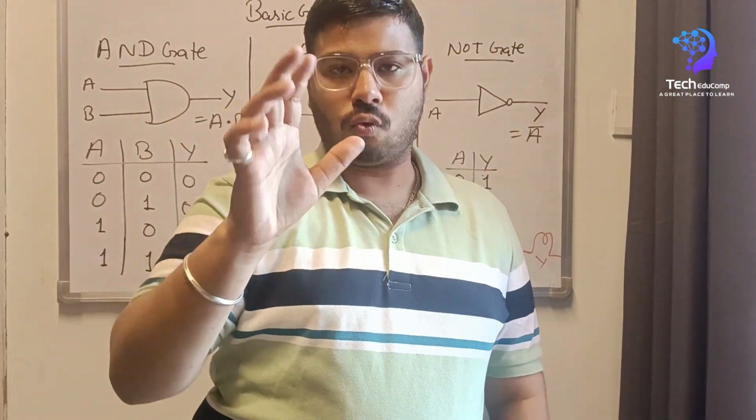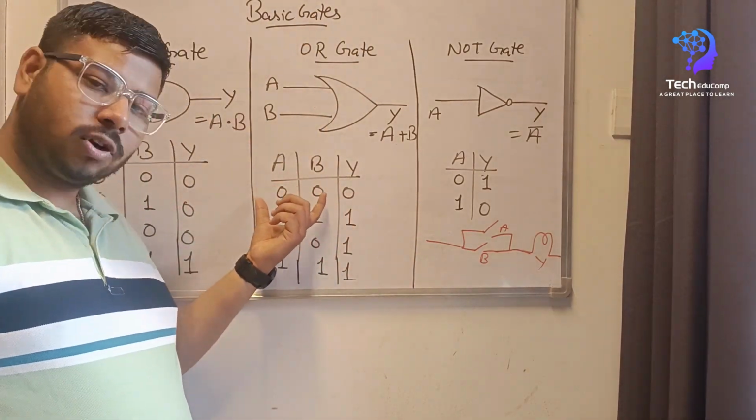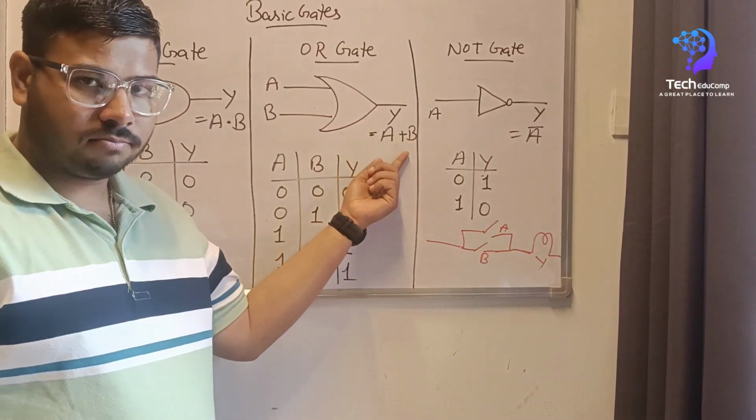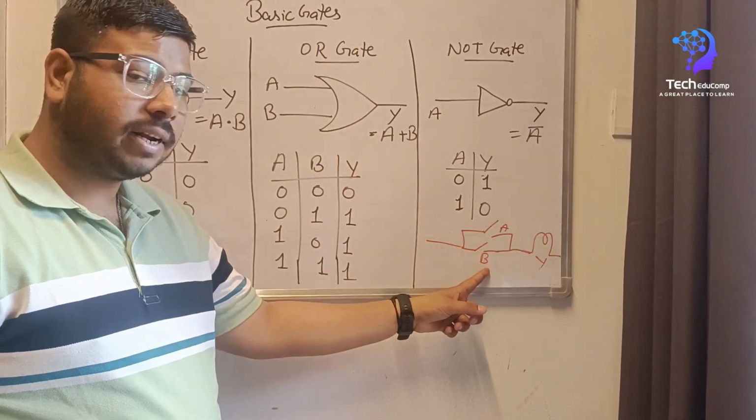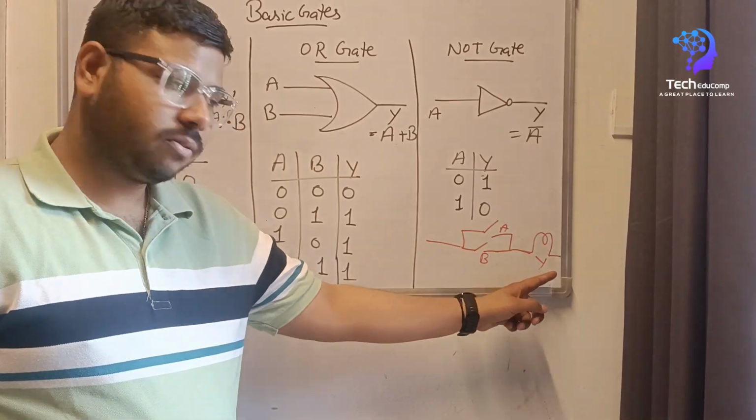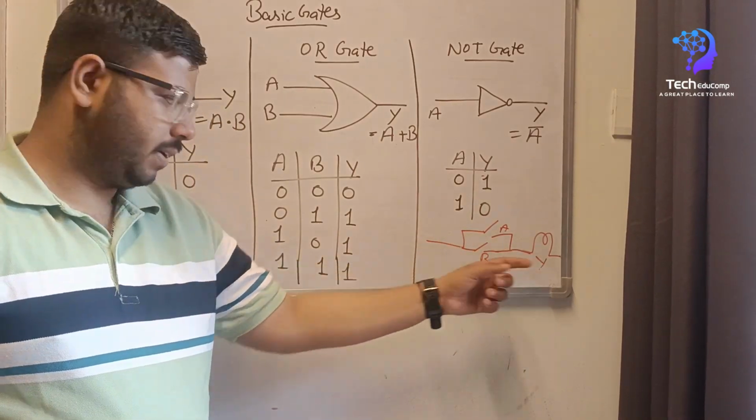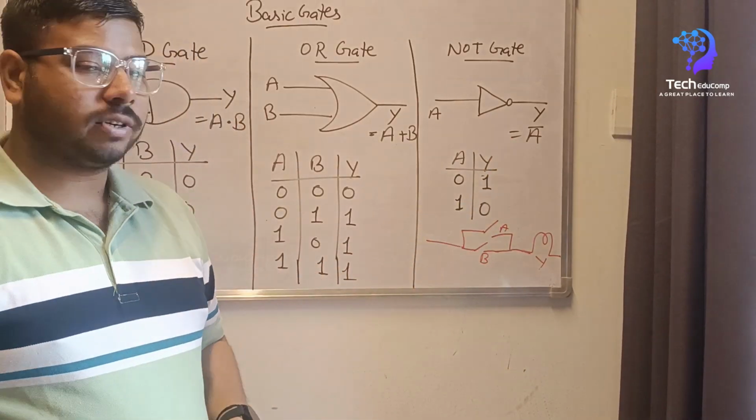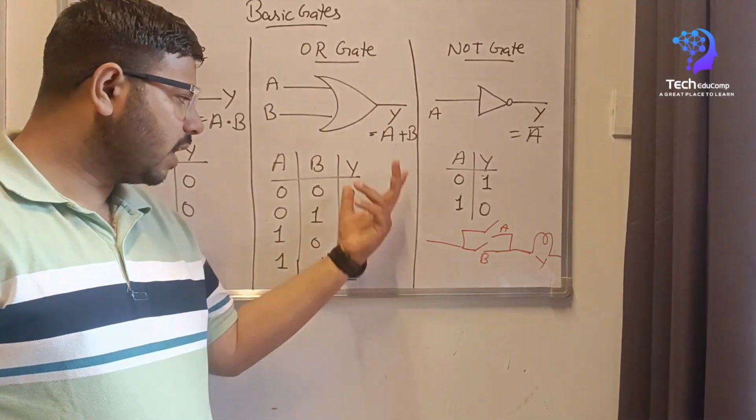So we have four combinations: 0 plus 0 is 0, 0 plus 1 is 1, 1 plus 0 is 1, and when both are 1, it is still 1. So this is the truth table. If any one of the inputs is high, we will get the output.